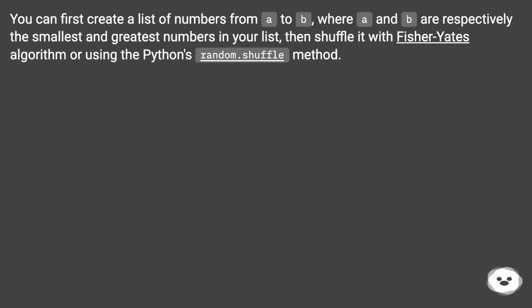You can first create a list of numbers from A to B, where A and B are respectively the smallest and greatest numbers in your list, then shuffle it with the Fisher-Yates algorithm or using Python's random.shuffle method.